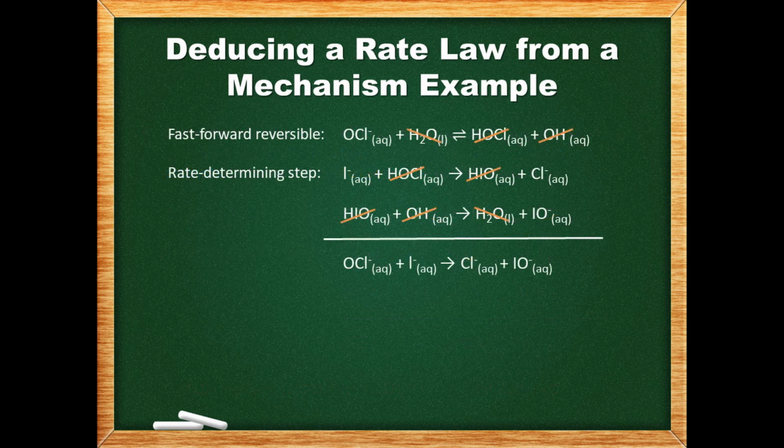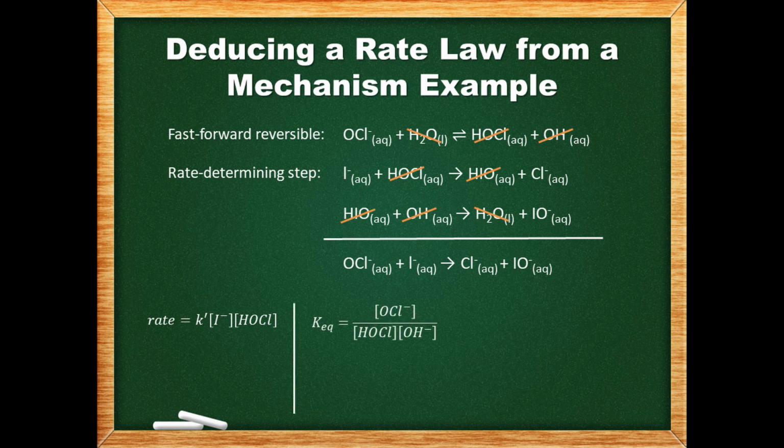To find the rate law, start by locating the rate-determining step. In this case, it is directly given to us. It is the second step. This step can be used to write a temporary rate law. Remember that the rate is dependent on the reactants and not the products. The rate constant is temporary as well, so we write it down as k prime.